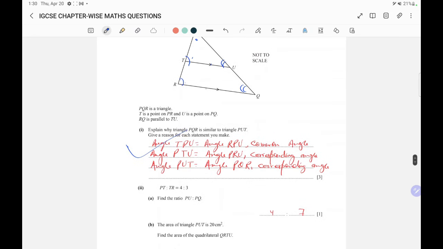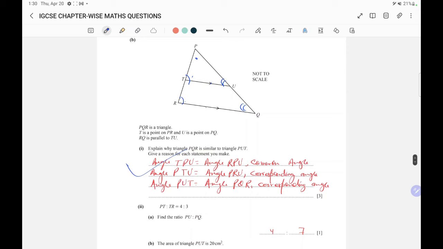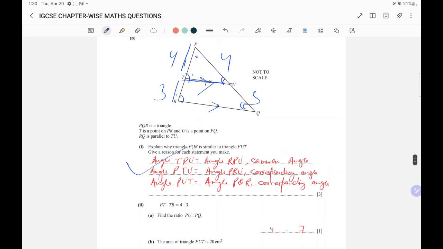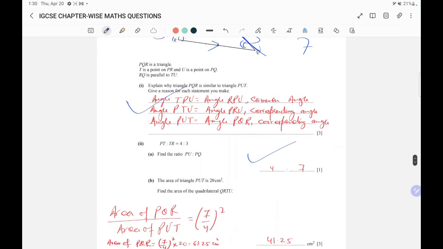Now PT ratio TR, where is PT? PT ratio TR, which is 4:3. So this will be also 4:3 because of the parallel line. When in the triangle, when these two are parallel, then ratios are same. Find the ratio of PU over PQ, PU and PQ. So PU is 4 and PQ is 7, so 4:7.